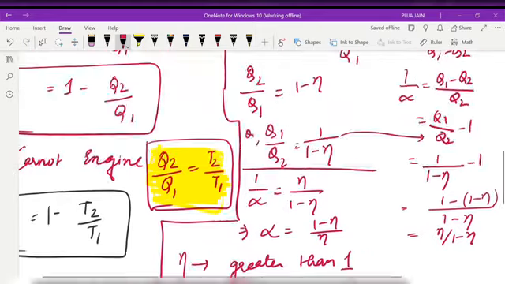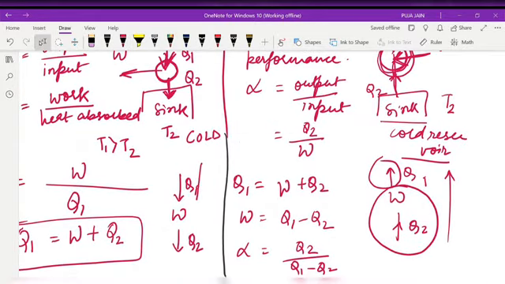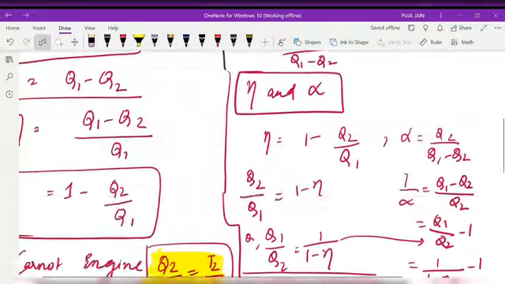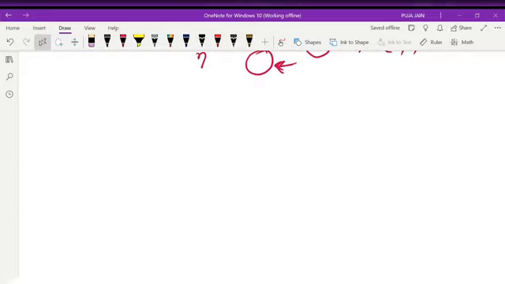So you understood what is heat pump and what is heat engine. Now we will do some sums regarding this first, so that our concept must be clear, what we have learned. Okay, so first question is what?